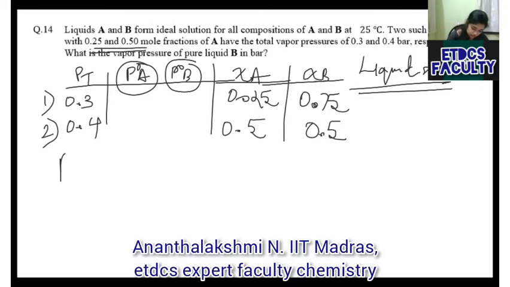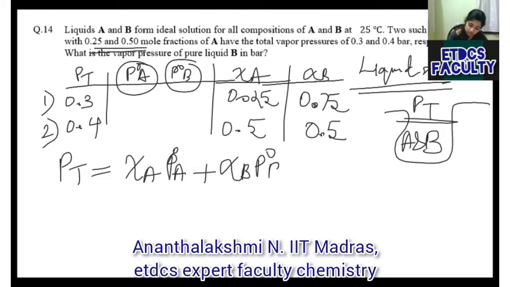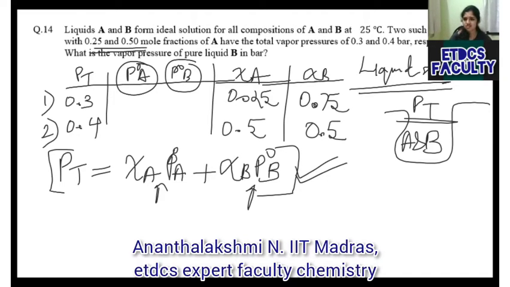So what is total pressure? Okay, let's say in a container there is A and B. So this total pressure will obviously be contributed by A and B. So can we say the total pressure is chi A, the mole fraction of A, into P naught A plus the mole fraction of B into P naught B? Yes. This is basically Dalton's law of partial pressure and Raoult's law. So a combination of Raoult's law and Dalton's law will give this. This is a very basic equation in that chapter.